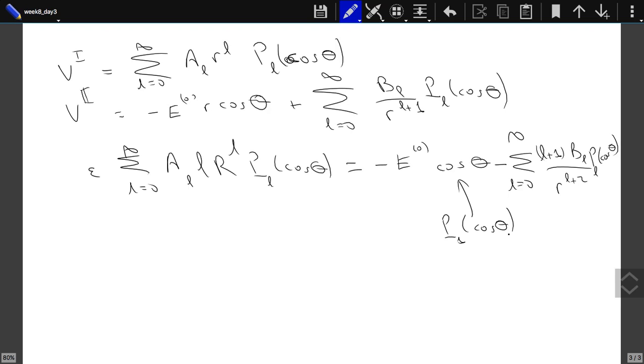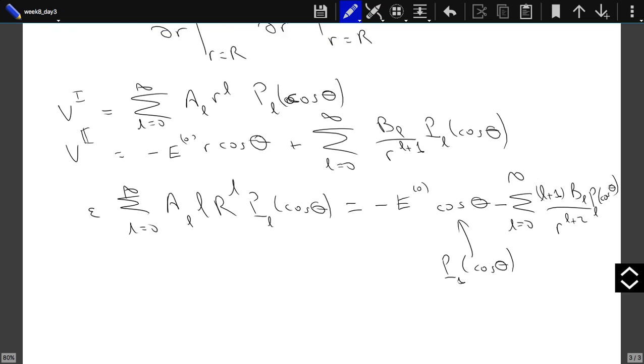There should be an L minus 1 here. You mean this one? Yes, you're right. This is L minus 1, and this is capital R.